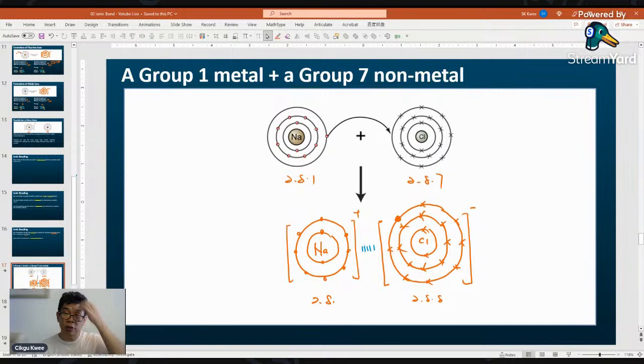This is an electrostatic force. Electrostatic force is a force between charges. This electrostatic force is the ionic bond. This force that holds the positive and negative ions together is called the ionic bond. The compounds which form because of this ionic bond are called ionic compounds.